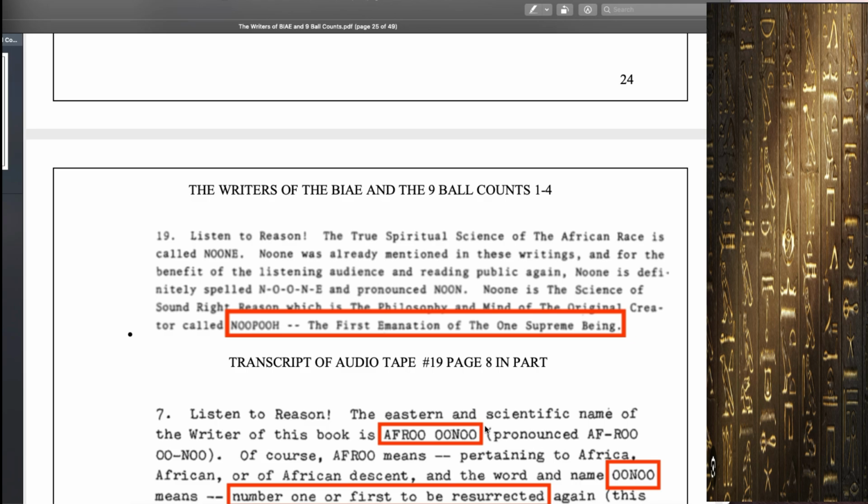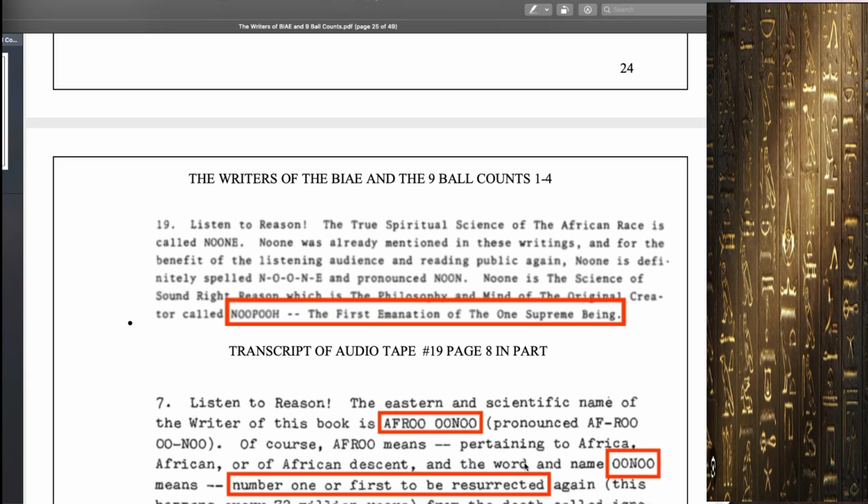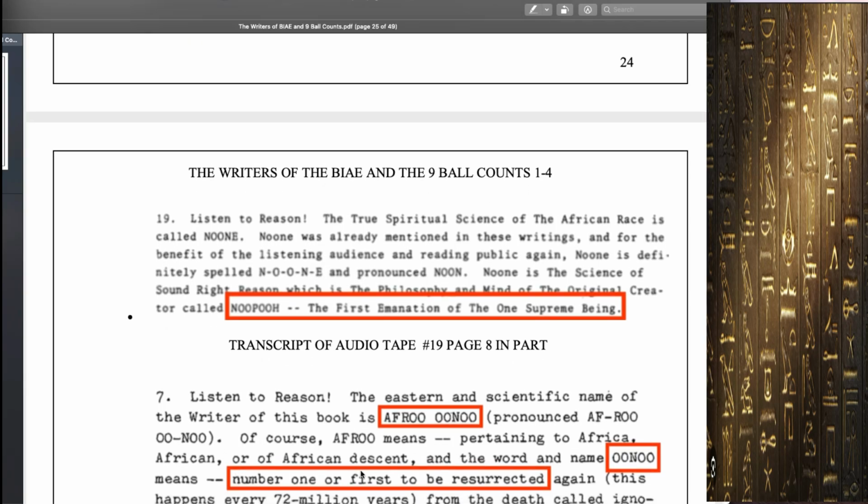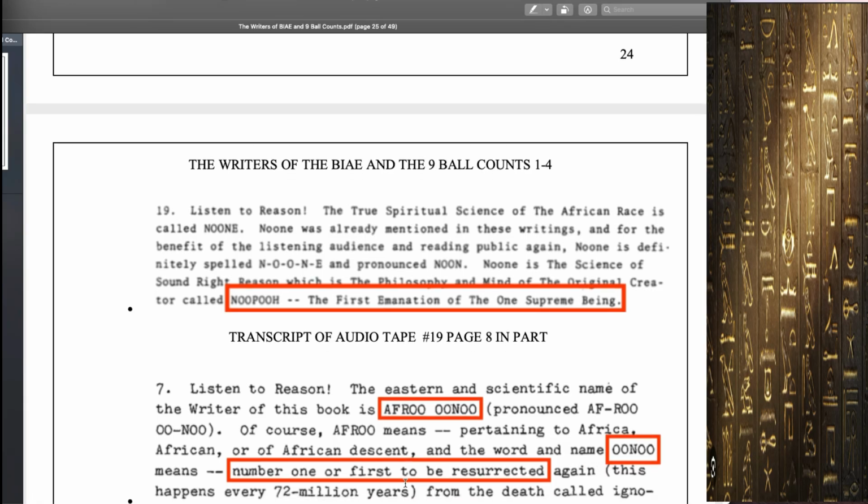Listen to reason. The Eastern and scientific name of the writer of this book is who? Afro Uno. Pronounced Afro Uno. Of course, Afro means pertaining to Africa, African or of African descent, and the name Uno means number one or what? First to be resurrected again. And we're talking about mental resurrection, not religion, where they're talking about physical. That's impossible, unless you're dealing with demonic forces that deal with necromancy. Outside of that, this is referring to mental resurrection.